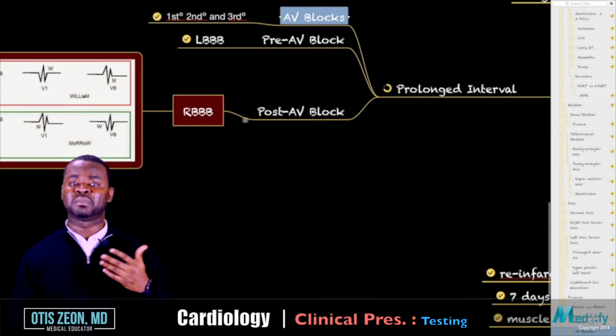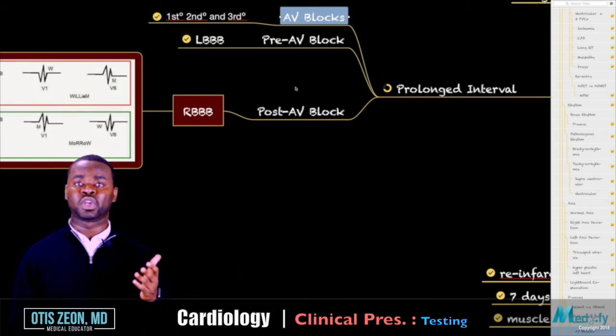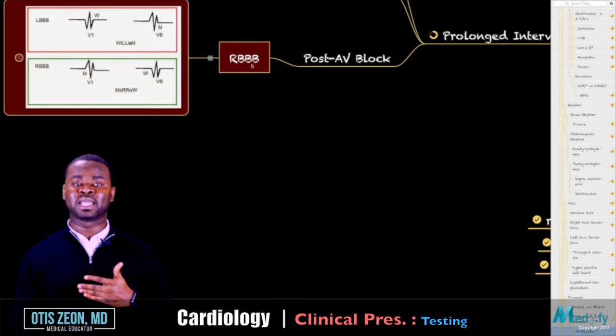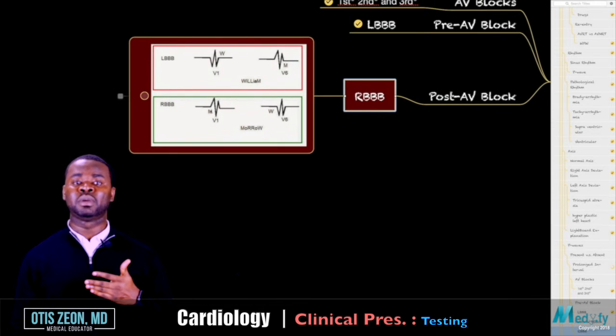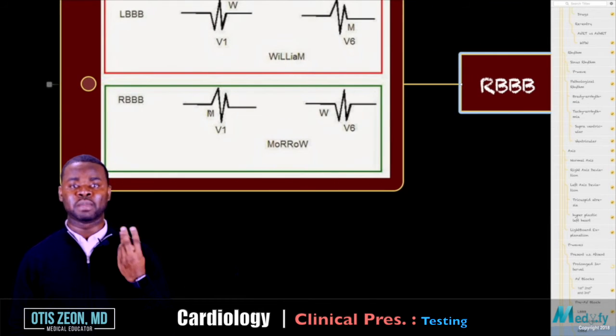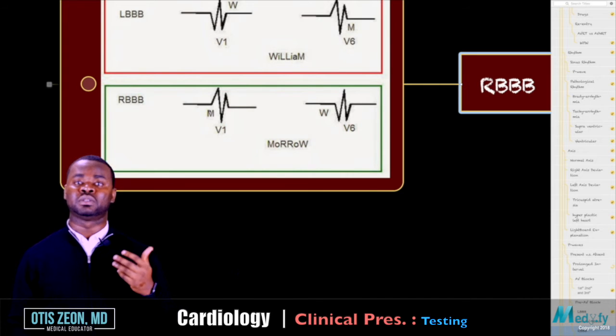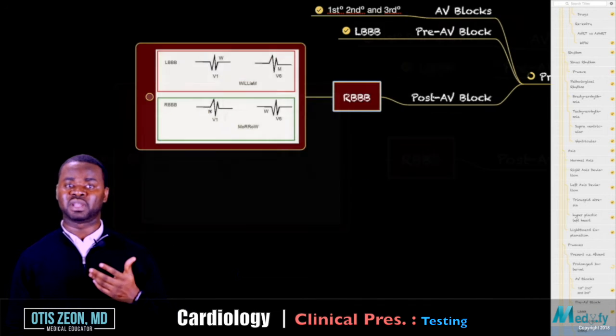Then you have the pre-AV blockade versus the post-AV blockade. This is where your left bundle branch block comes in and your right bundle branch block comes in. In a post-AV blockade, this is where you have the mnemonic William Morrow. So the W and the M, basically left bundle branch block versus right bundle branch block.